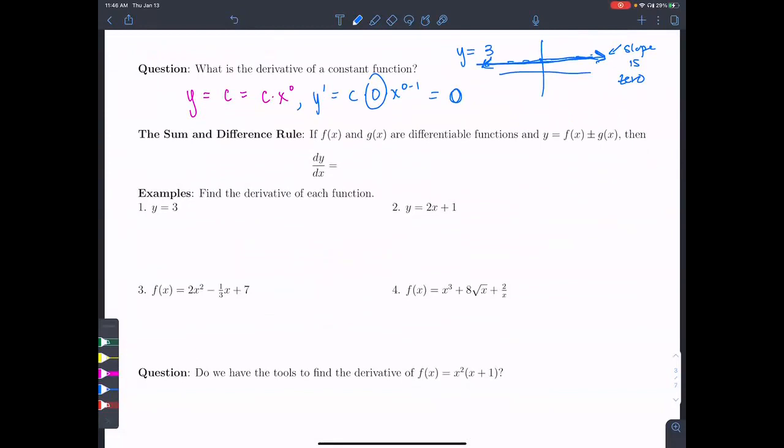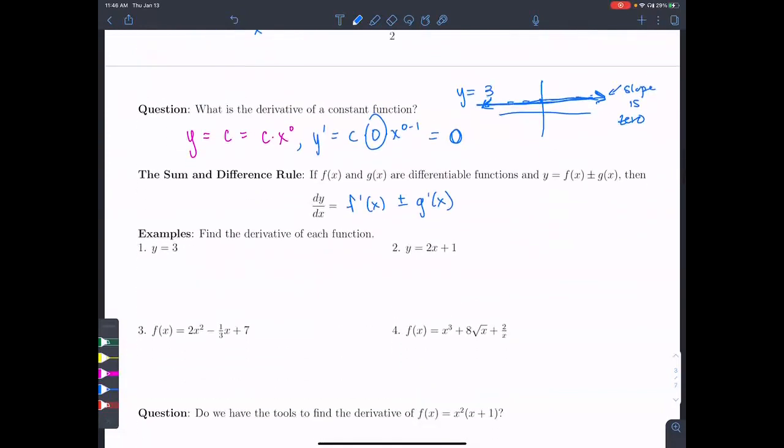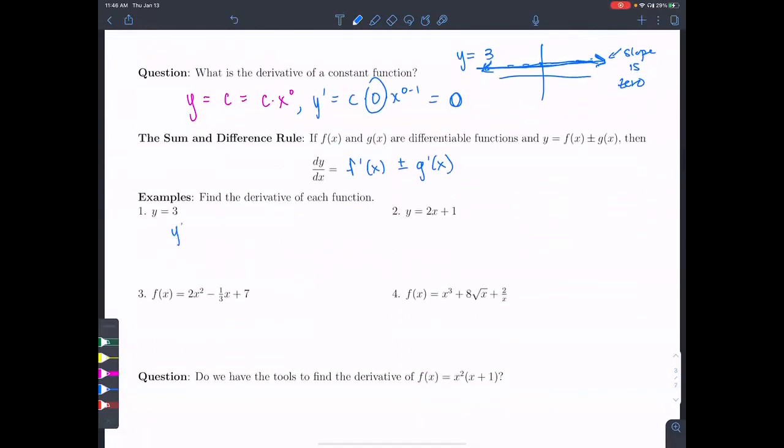Okay. So if f and g are both differentiable functions, and y is the sum or difference of those two functions, then the derivative you can just do in pieces too. It is f prime of x plus or minus whichever it is, g prime of x. So you can just do it in pieces. Y equals 3. Oh, I didn't mean to use this example already, but y prime is 0. It's a constant, so the slope of the tangent line is 0.